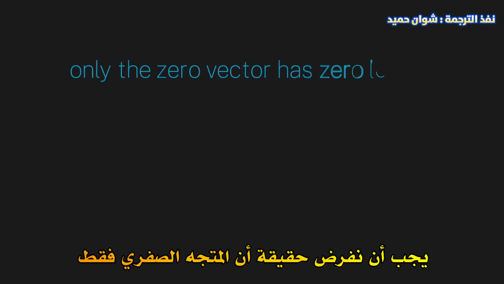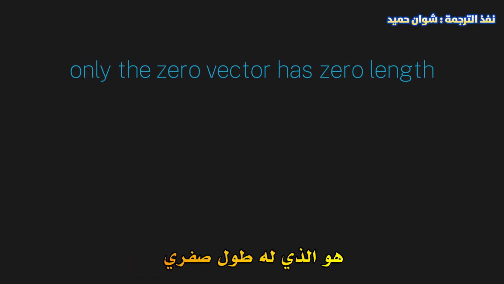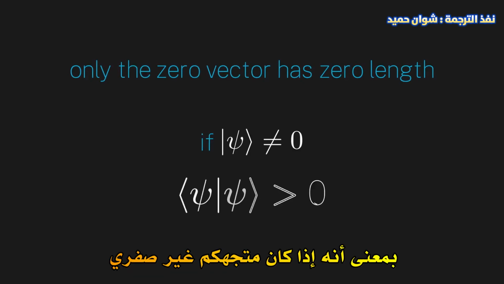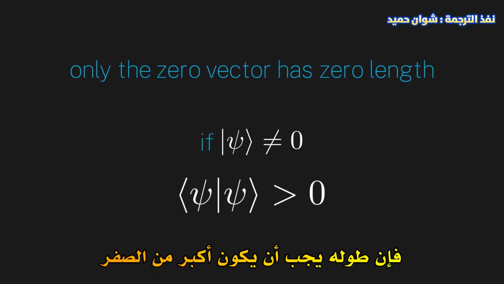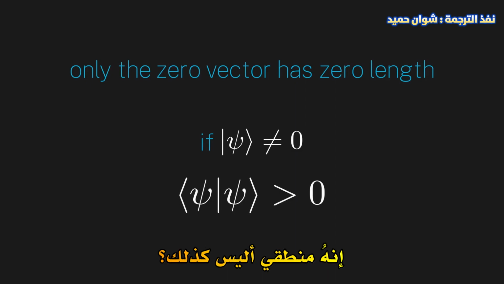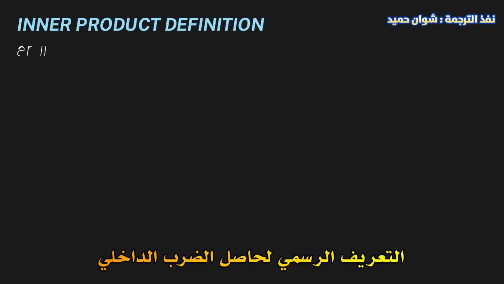Last, we need one more condition to ensure that the magnitude of vectors makes sense. We must impose the fact that only the 0 vector has 0 length, meaning if your vector is non-zero, then its length must be greater than 0. Common sense, right? And that's it. We now have the formal definition of the inner product.